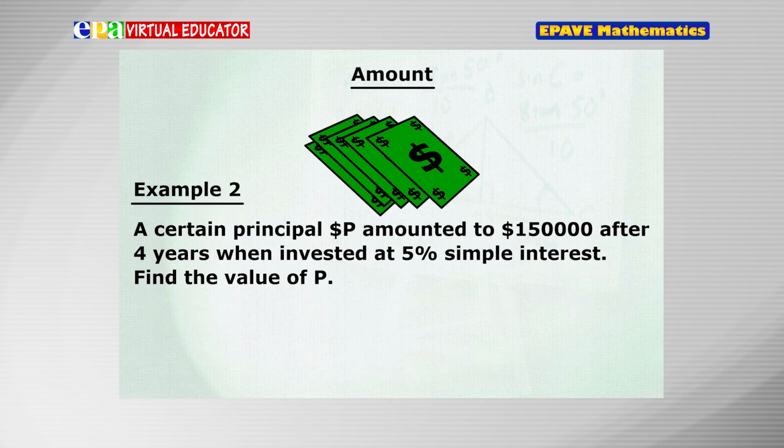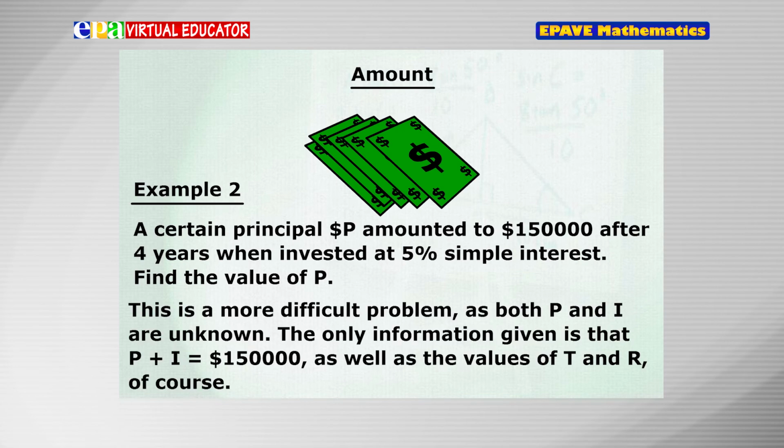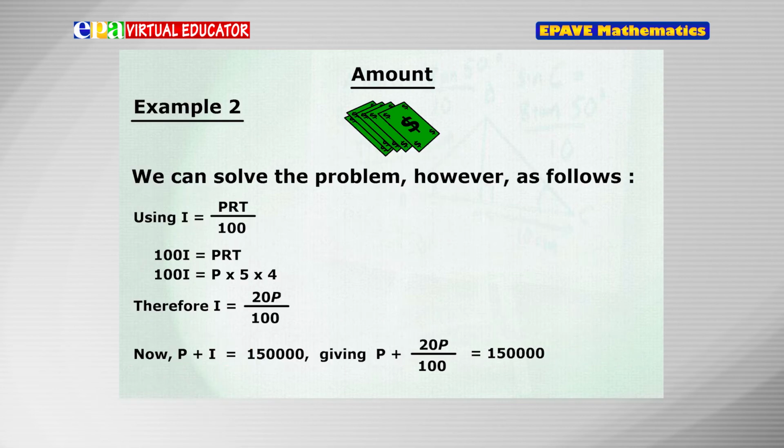Try another example. A certain principal, P dollars, amounted to $150,000 after 4 years when invested at 5% simple interest. Find the value of P. This is a more difficult problem as both P and I are unknown. The only information given is that P plus I equals $150,000 as well as the values of T and R. We can solve the problem, however, as follows.